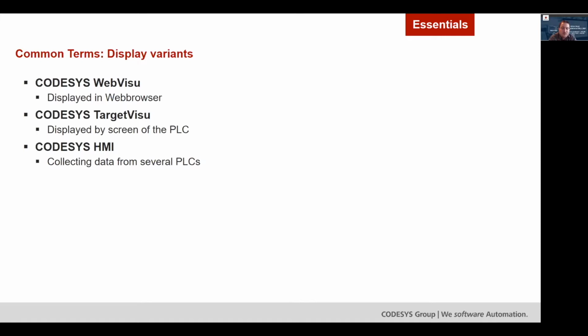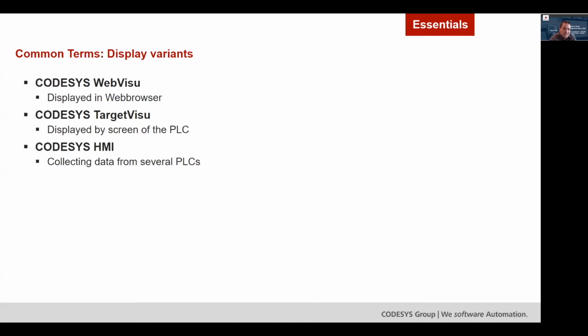Or when you're using a soft PLC on a desktop computer, then this computer can, of course, display the target visu too. And the third display variant that I want to mention is the CODESYS HMI, which is intended to collect data from several PLCs and present this data in an aggregated way to the customer using the display variants we've seen before. So the CODESYS HMI can work together both with the WebVisu and the target visu. So these are the variants the visualization can be displayed.